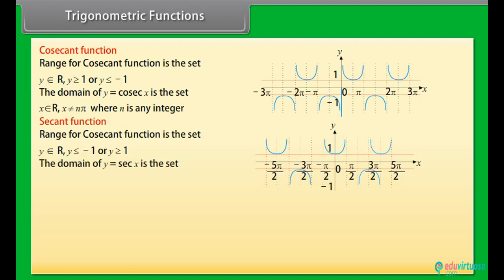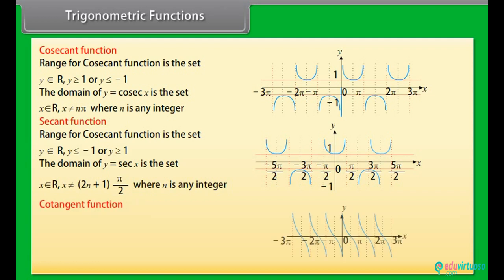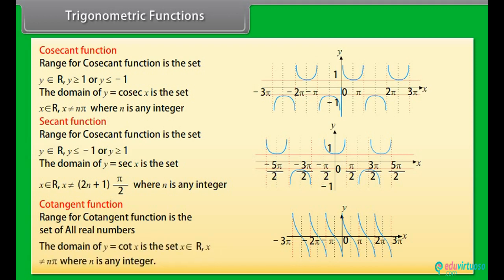The domain of y is equal to sec of x is the set x belongs to real numbers, x not equal to (2n plus 1) into pi by 2, where n is any integer. Cotangent function. The range for the cotangent function is the set of all real numbers. The domain of y is equal to cot of x is the set x belongs to real numbers, x not equal to n into pi, where n is any integer.